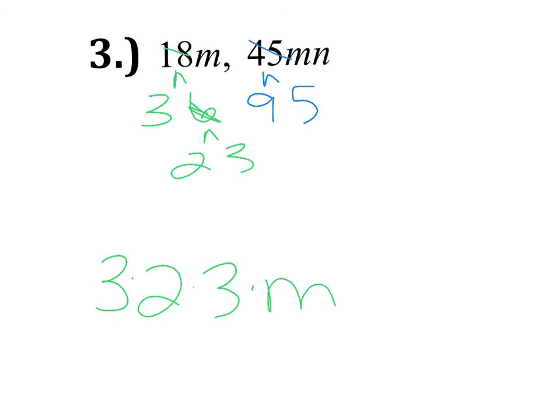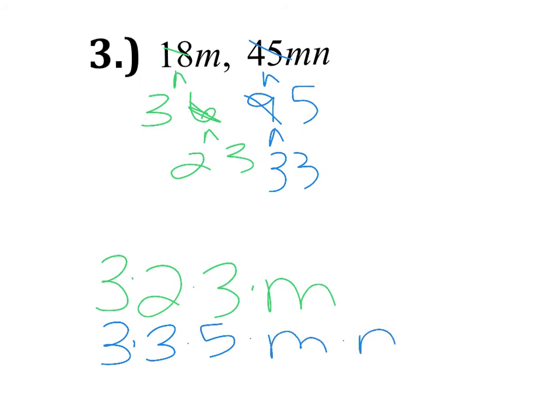I'm going to cross my 45 out. My 9 I can break down to 3 times 3. So I'm going to cross my 9 out. And then I have a 5, m, n. So down here, I'm going to write my 3 times 3 times 5, because that's 45, times m times n.